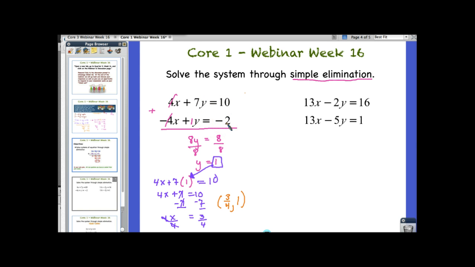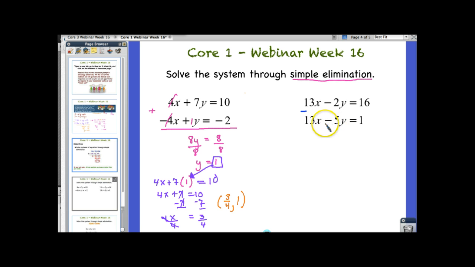All right, you guys, let's try this last one, and then I'm going to have you guys do one to finish off. So let's look at this one. Again, do I want to add these together or do I want to subtract them? If I add, which variable is going to eliminate though? So I actually want to subtract because I want one of the variables to eliminate, to go away. Janae, do you see like if I add 13 plus 13, I actually get 26x? And if I add negative 2 plus negative 5, I'd get negative 7y. And then none of my variables go away.